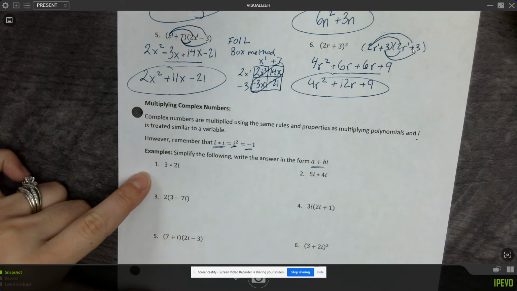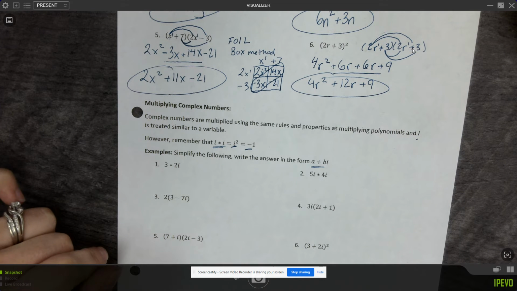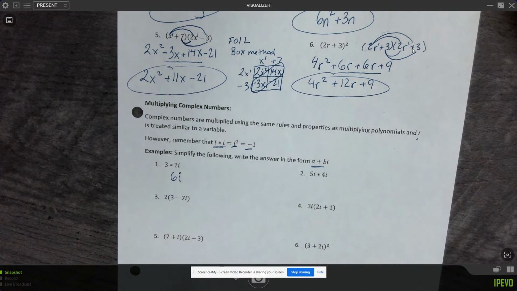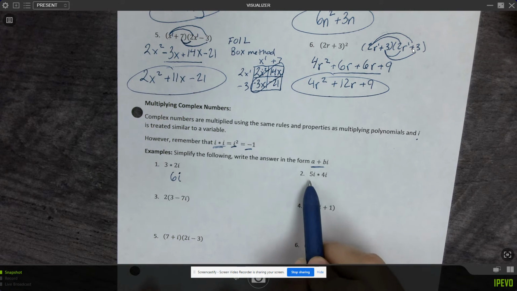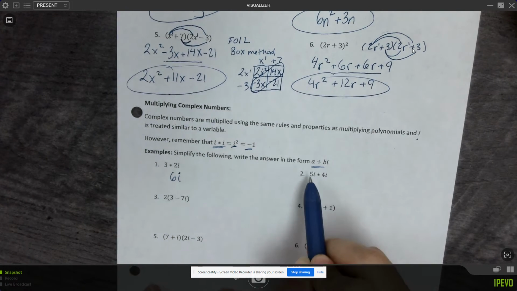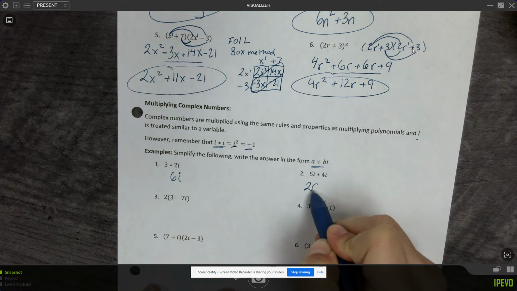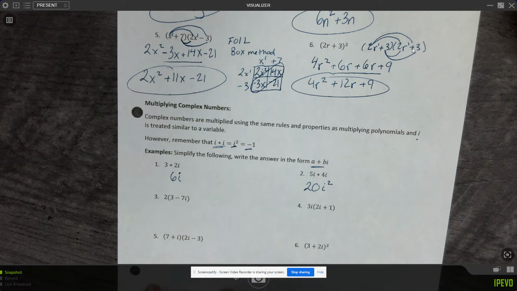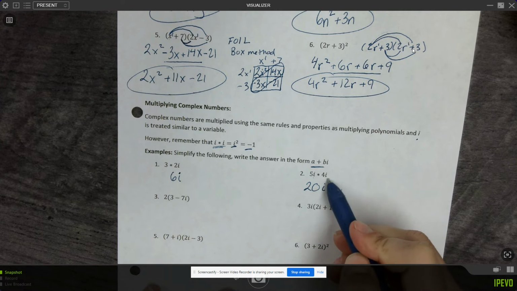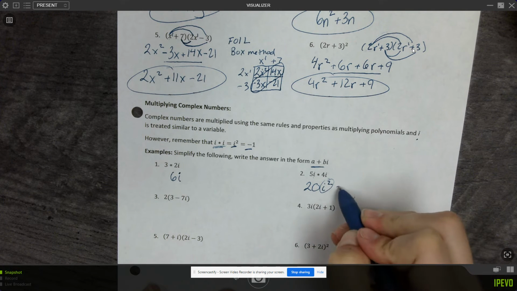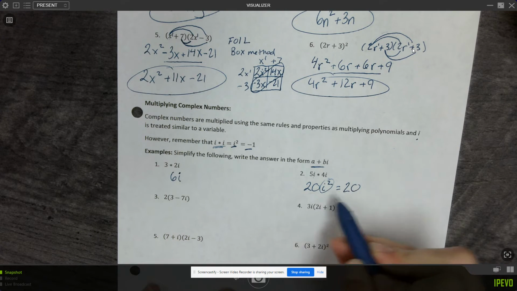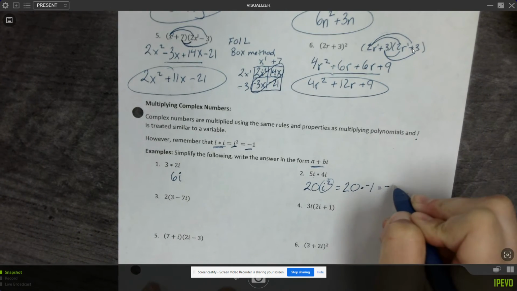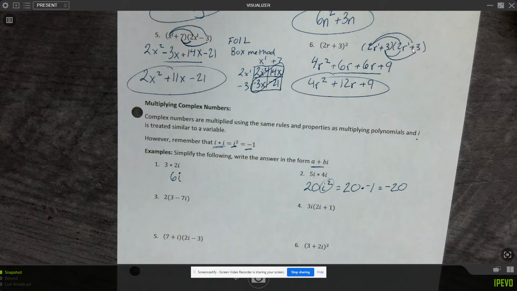So 3 times 2i, similar to example number 1 above. 3 times 2 is 6i. 5i times 4i. 5 times 4 is 20. i times i is i squared. Okay, now this is where we got to keep going because we can't leave an i squared. i squared is -1, so this is 20 times -1, which is -20.